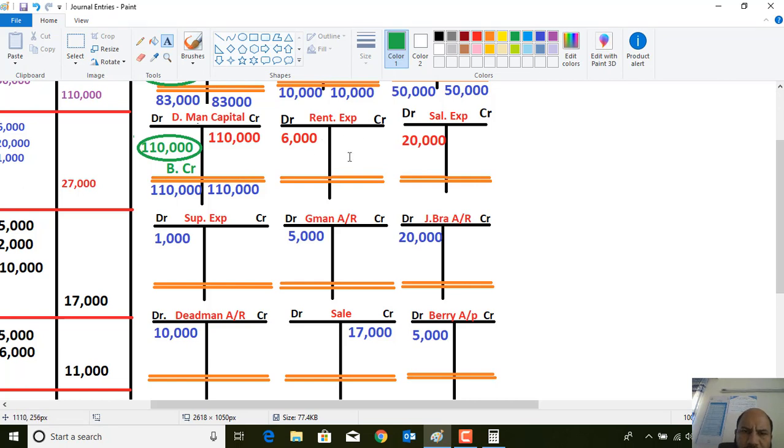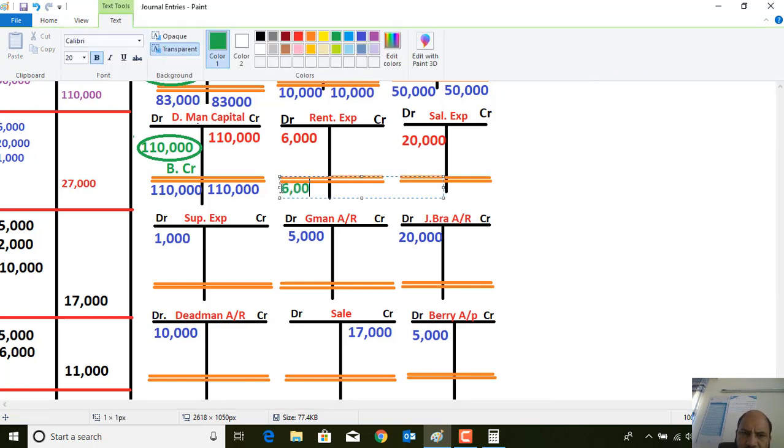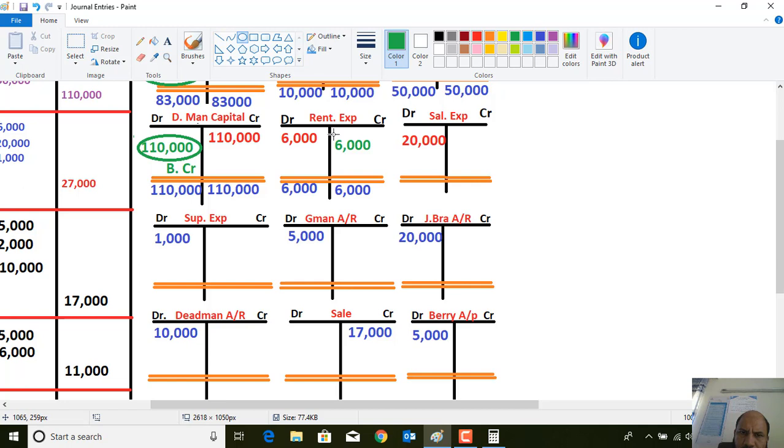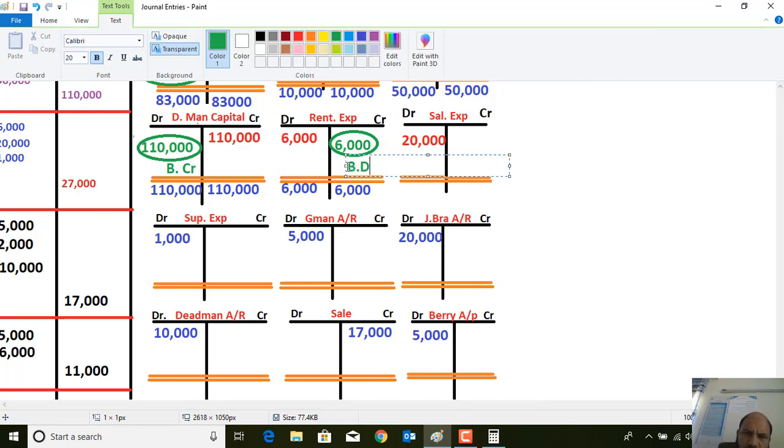Now we will make the rent expenses ledger equal on both the credit and debit side. The debit side has a 6,000 balance, but there is zero balance at the credit side. So we will write down 6,000 on the other side to make it equal. Here is a difference of 6,000 rupees. So we have added 6,000, and this 6,000 is a balance of debit record. We will put this in a circle, and then write down over here that it is our debit balance, the balance of debit record.